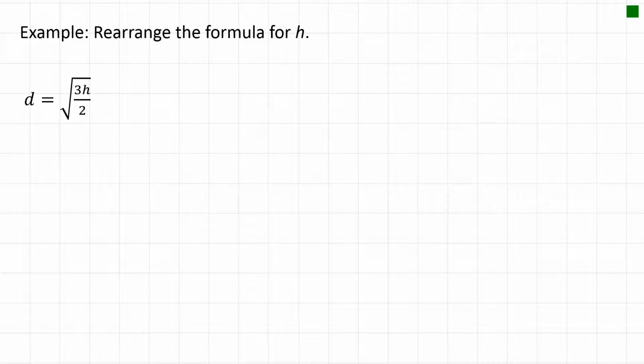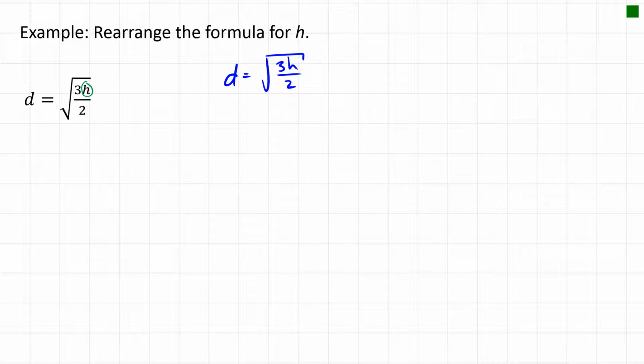So really this is like solving a radical equation, only we're going to do it without getting some value at the end. It's going to be solving it for h, but we're still going to have this other variable d in the equation. So to solve this equation, what would we do? So we have d equals the square root of 3h over 2.